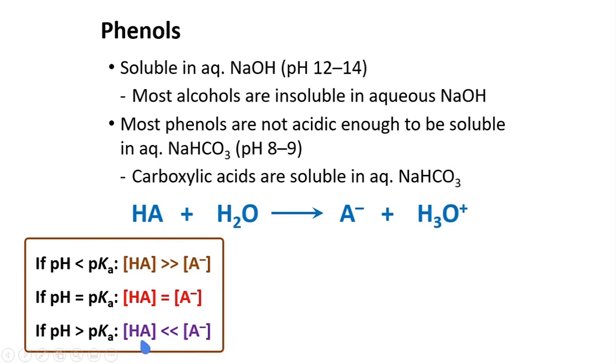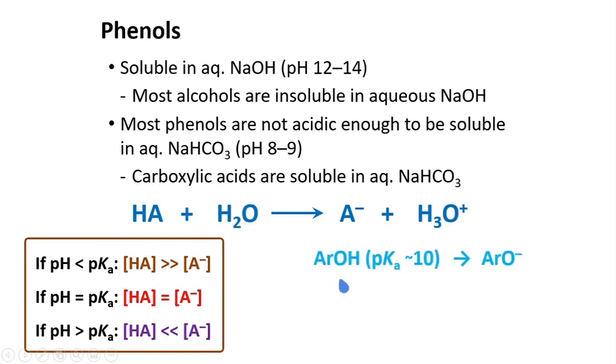It means that if the pH is higher than the pKa, the substance will dissolve easily because there are a lot of A-. A- is more soluble than HA. So if you have an organic acid such as phenol, alcohol, or carboxylic acid, solubility will depend on the pH.